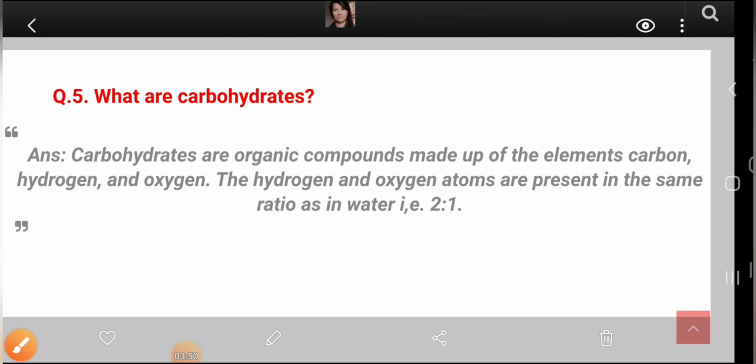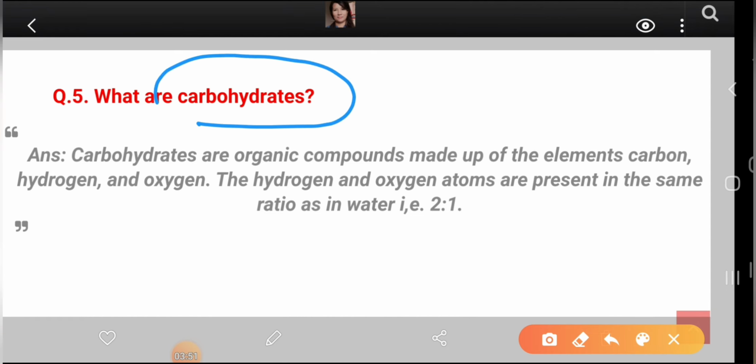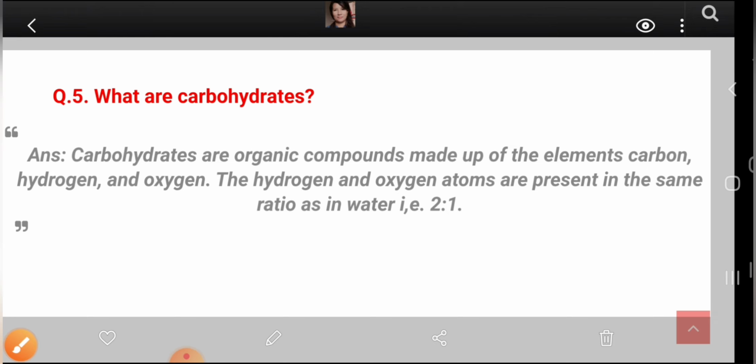What is a carbohydrate? Now you tell me what a carbohydrate is. That is a macromolecule. Carbohydrates are organic compounds made up of the elements carbon, hydrogen and oxygen. Here are the three: carbon, hydrogen and oxygen. And hydrogen and oxygen atoms are present in the same ratio as in water, that is 2:1. You must remember that.